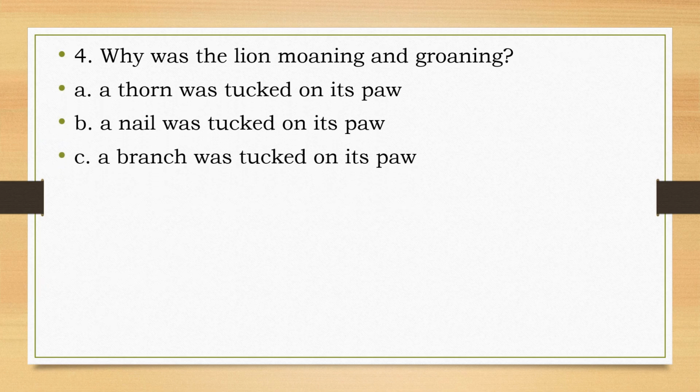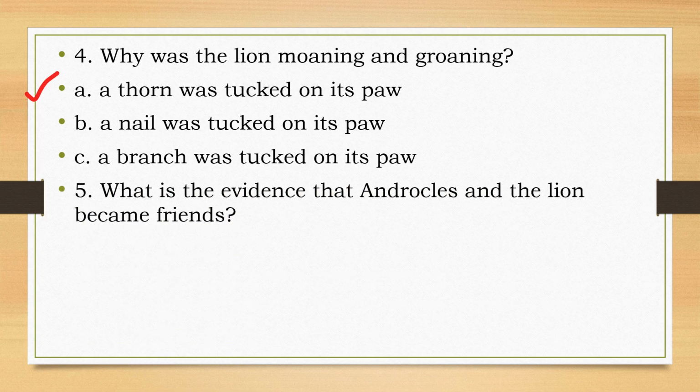Let's continue answering number 4. Why was the lion moaning and groaning? A. A thorn was stuck on its paw. B. A nail was stuck on its paw. C. A branch was stuck on its paw. And the correct answer is letter A.